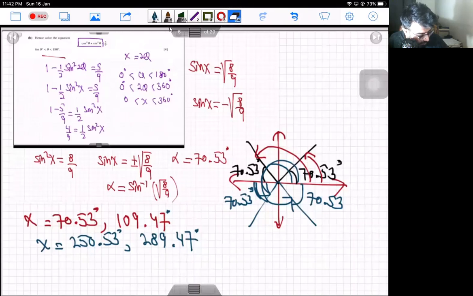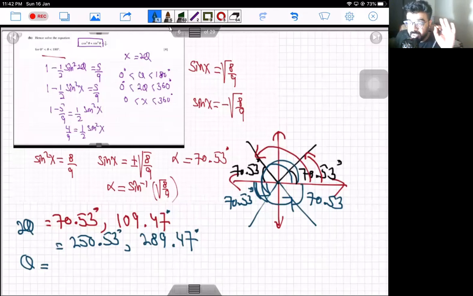So in place of x, I'm going to write 2 theta. These four solutions are of 2 theta. So in order to find the solutions of theta, divide all these four values by 2, and the final answer in degrees must be given correct to one decimal place. So 70.53 divided by 2 is 35.3, correct to one decimal place. Then 109.47 divided by 2 is 54.7 degrees.